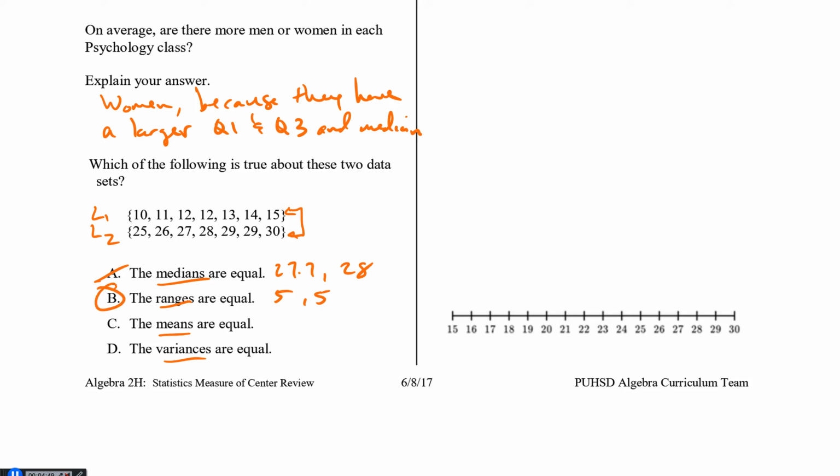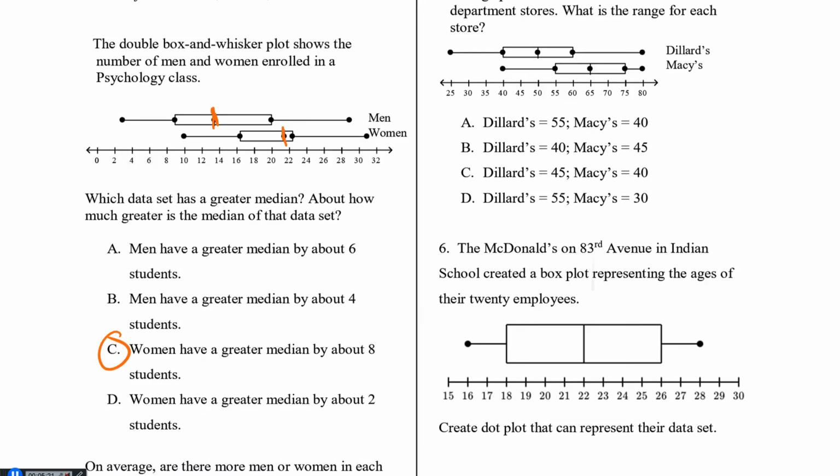The means are 12.4 and 27.7, so I had these medians wrong. I was looking at the wrong data. The medians were 12 and 28, still not the same. The means were not the same. And the variance, that was 1.59 and 1.67, so those were not the same. So the ranges were the only thing that were equal.